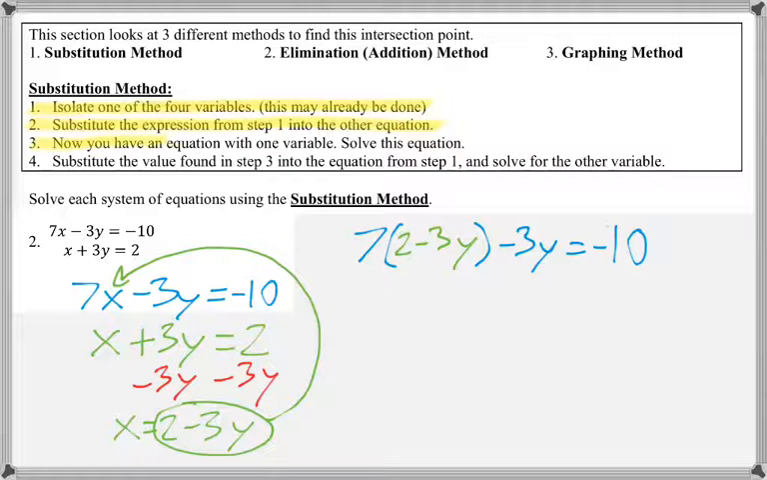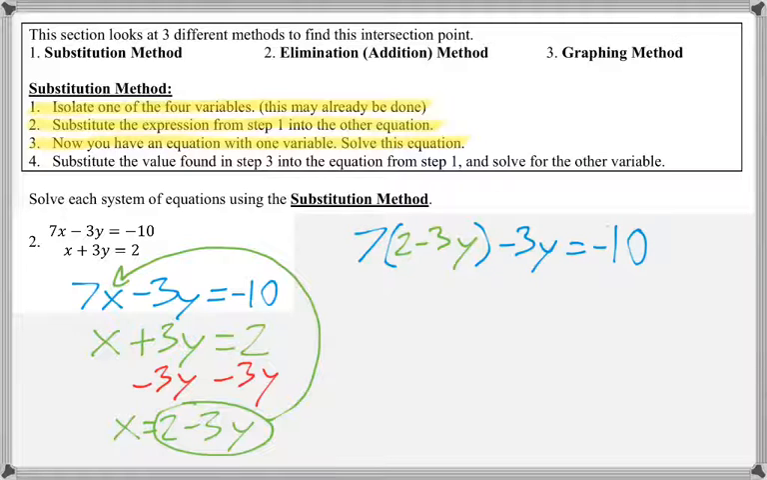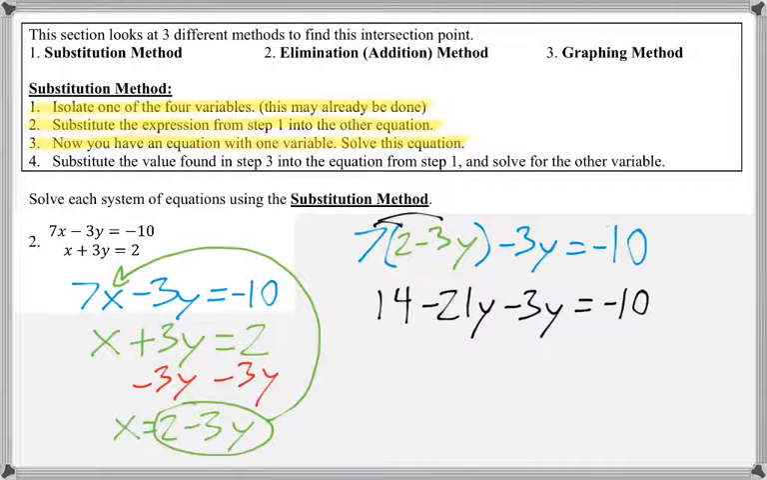So now you have an equation with one variable. Solve this equation. So if you look at this, I have green y's and blue y's, but I only have y's, so there's no x's here. So this is something that I can solve. So I'm going to distribute. That will give me 14 minus 21y minus 3y is equal to negative 10.